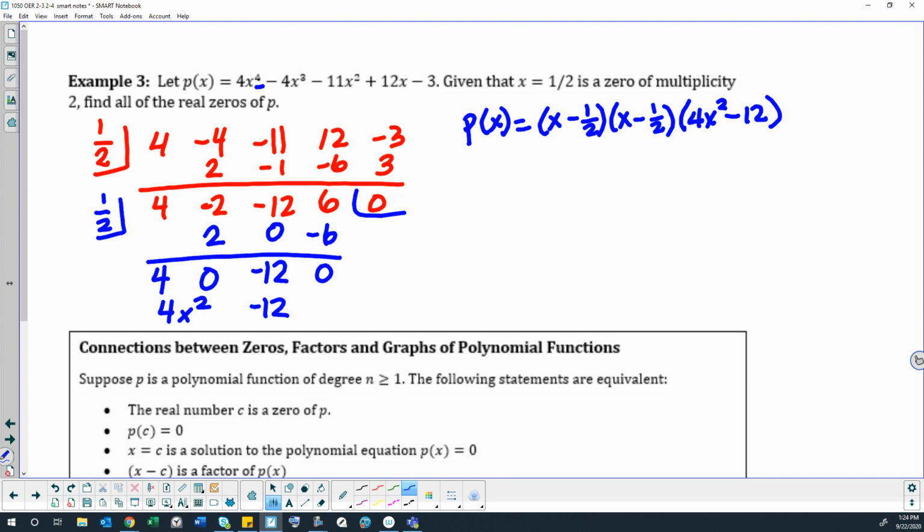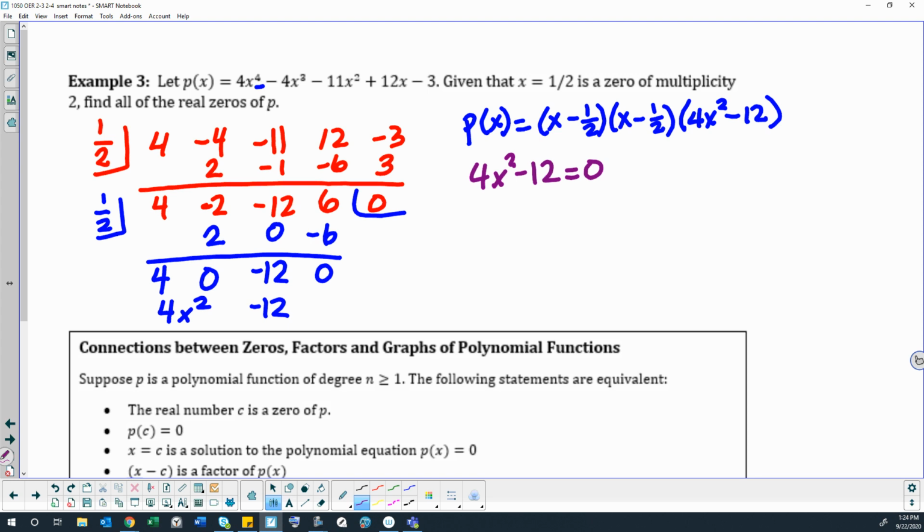Okay, so to find the other real zeros besides the two 1/2s, we would need to solve 4x squared minus 12. So let's go ahead and set 4x squared minus 12 equal to 0 and solve it. It is a quadratic. We can try factoring it. If we factor it, we can factor out a 4, and then we have x squared minus 3. And that doesn't really factor. There's no factors of 3 that add up to 0. It would create square roots.